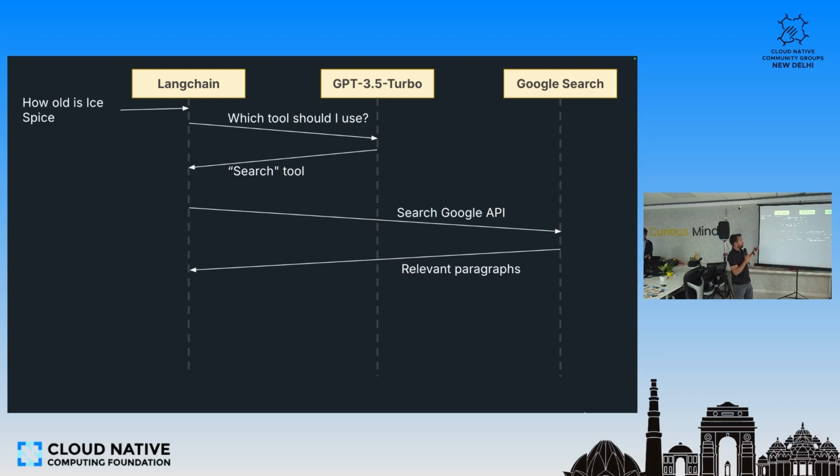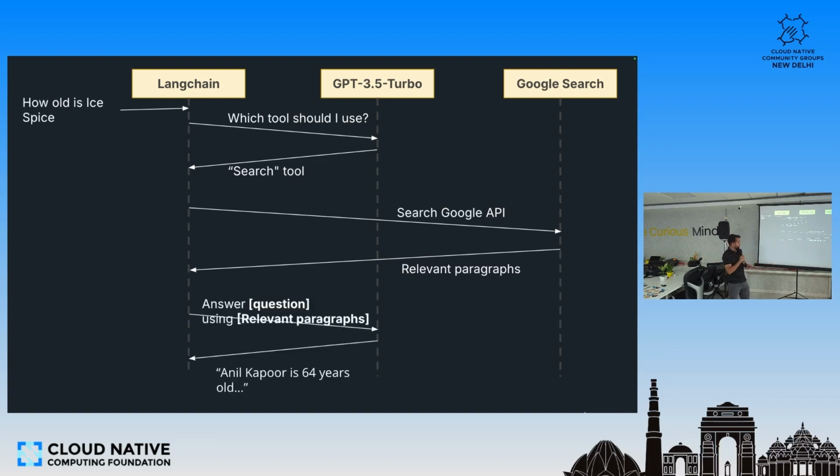Now it goes to your Google Search API. It finds the relevant paragraphs. What do you see on top of Google once you search anything like this, how old is Anil Kapoor? You get a summary. The Google result gives the same, so it pulls some relevant paragraphs. It does its AI magic, where it's trying to understand and format the data, trying to make sense of it, like answering the question with relevant paragraphs. And it gives the answer that Anil Kapoor is 64 years old.